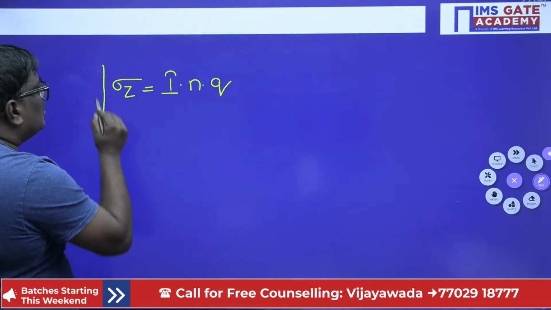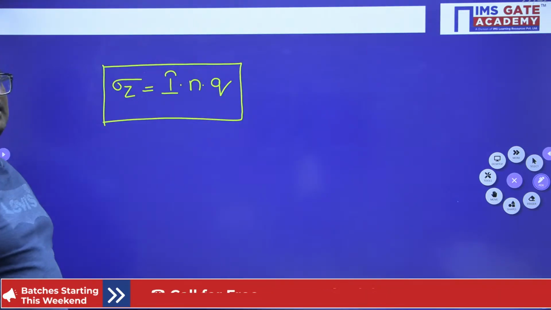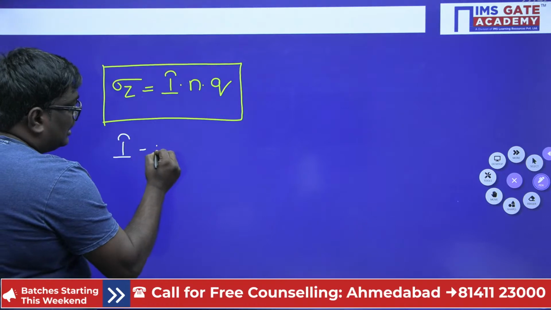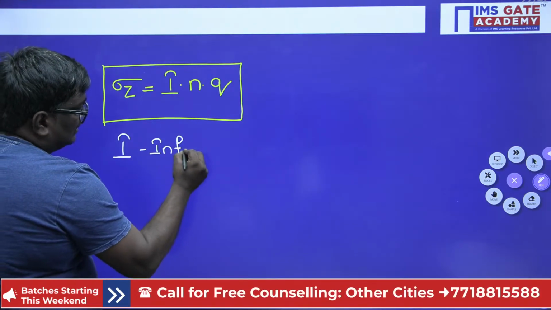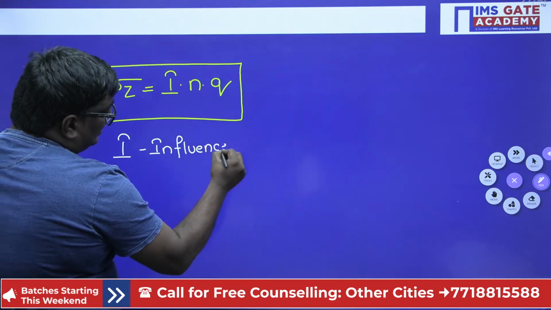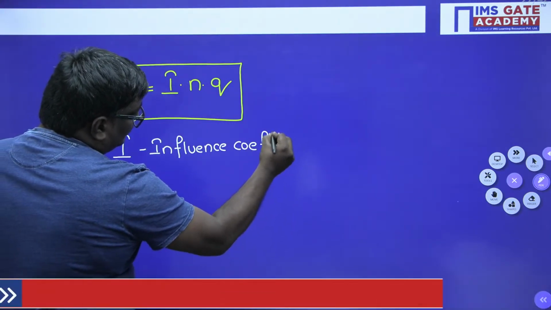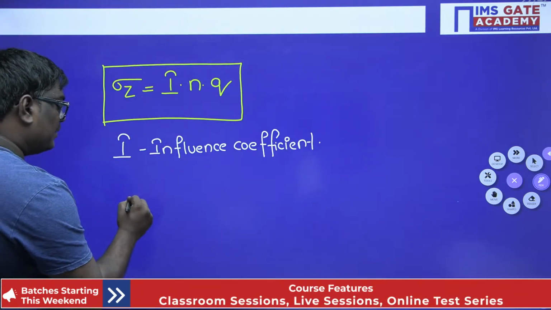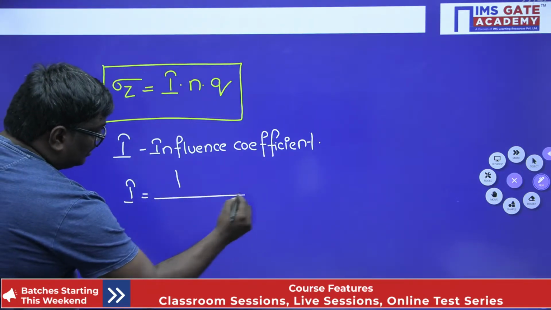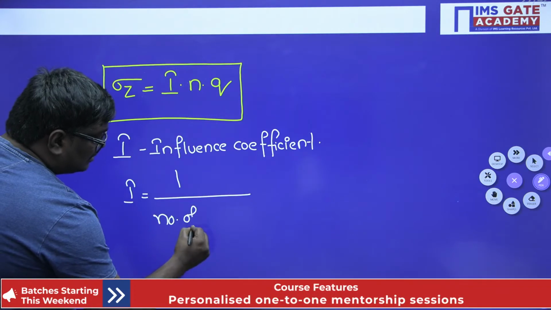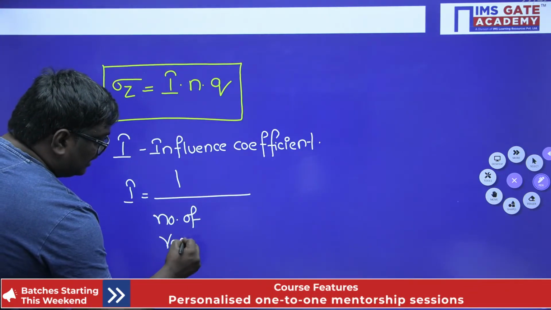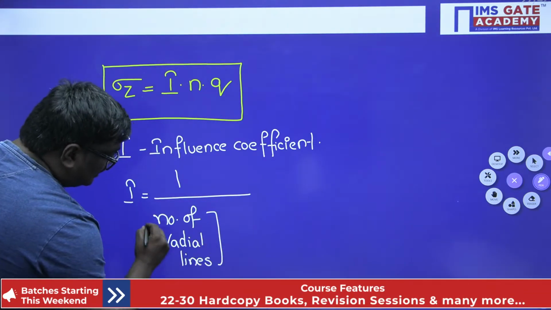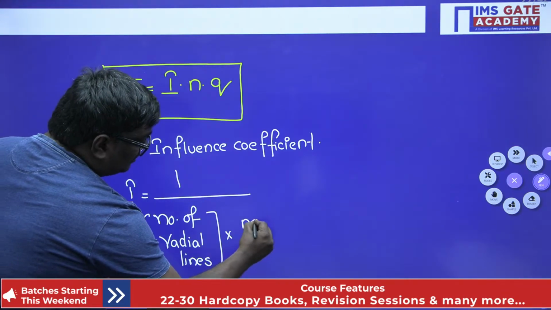Q. So whenever you are talking about this Newmark chart, the stress at a depth Z, what is I, sir? I is known as the influence coefficient. And how do you find out this I? You can write I is equal to 1 upon the number of radial lines multiplied by the number of concentric circles.